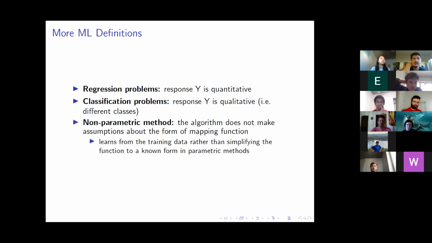And a non-parametric method is where the algorithm does not make any assumptions about the form of the mapping function. So your model is able to learn from the training data rather than making simplifying assumptions for the function from a known form, as in a parametric method. This has both advantages and disadvantages, but in the case of decision trees, it allows the model to be more flexible and adapt to the underlying data itself.